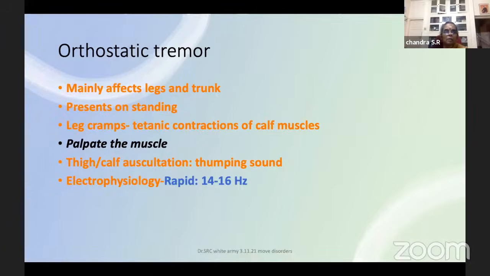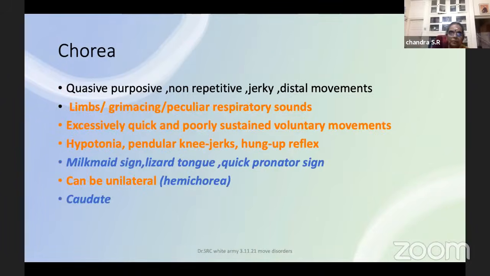And if you palpate the muscle, you can feel the tremor, and if you auscultate the muscle, you get a thumping sound. And electrophysiologically, it will show a 14 to 16 hertz tremor. So that is primary orthostatic tremor in the leg. So tremor, we have finished grossly what we need. Commonest is resting tremor and intention tremor, and you have got the task-specific tremors.